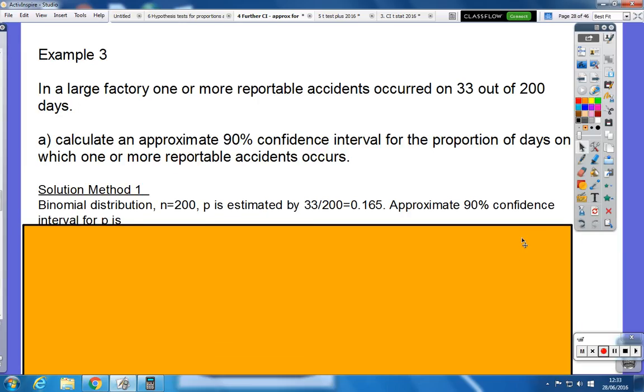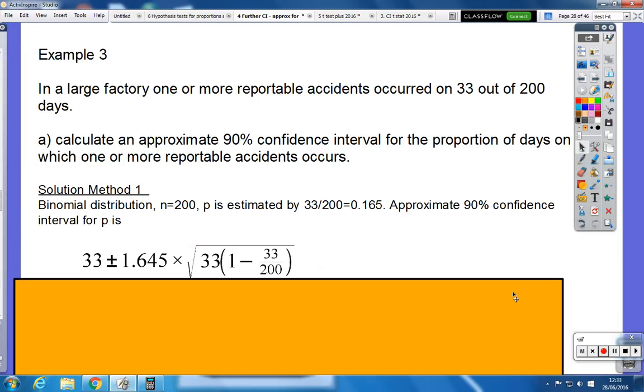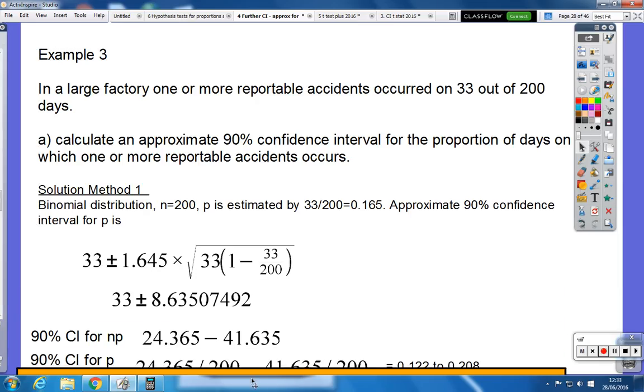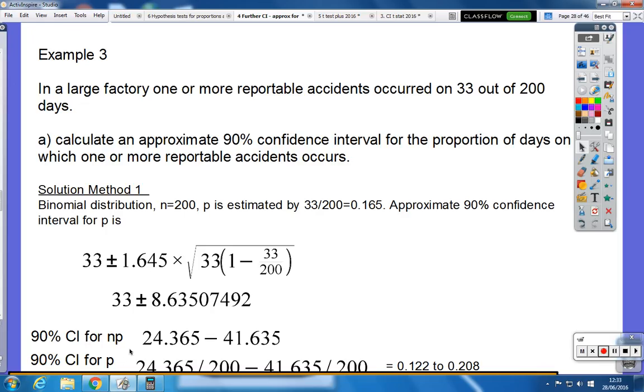So what have we got? 90% confidence interval. So I've got 33, because n times p would give you 33 as the mean, and then np plus or minus, and you work that out, and so that's the 90% confidence interval for the mean, which is np, that to that. I'll put square brackets behind it. So if you only want it for the proportion, you would divide these two answers by 200, and that's what you end up with.